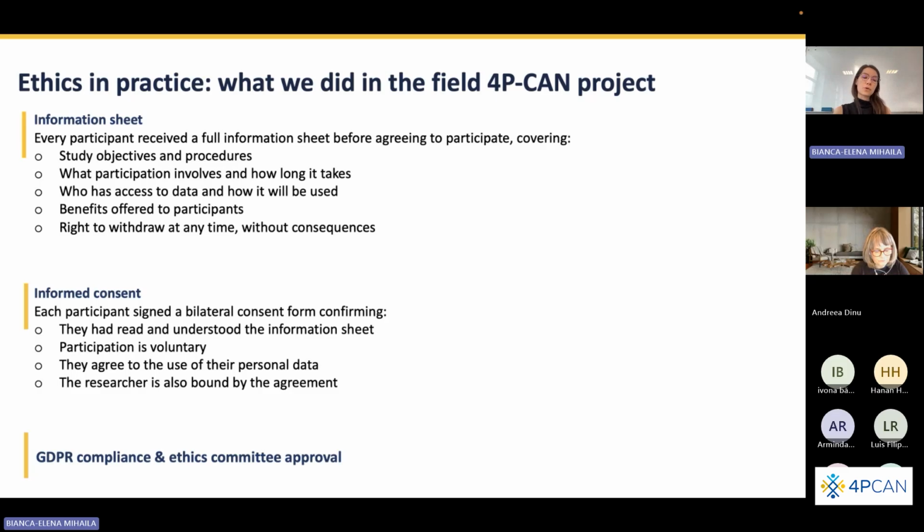And of course, for everything that we did in the Living Lab, in terms of publications, data collection, and the different waves that we conducted, we asked for ethical committee approval for every activity.